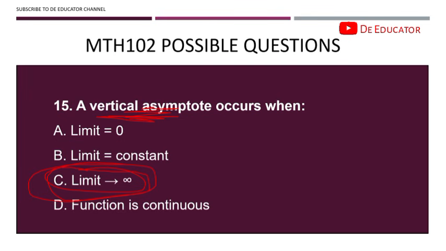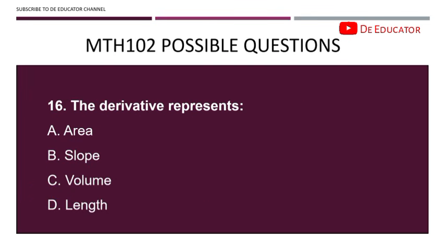Then the next question: the derivative represents... this is also a bonus question. The derivative represents slope, right? That's why you always have dy over dx, and normally in a graph you have something like change in x.